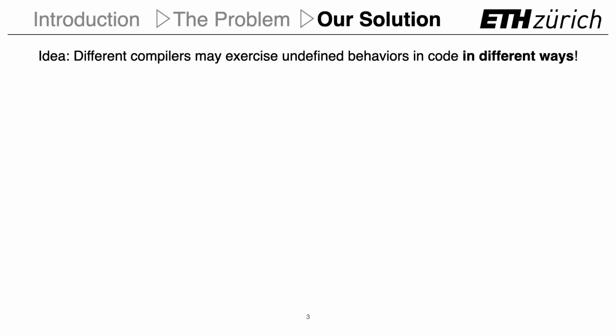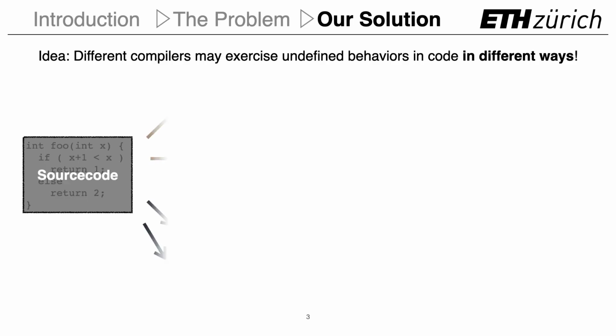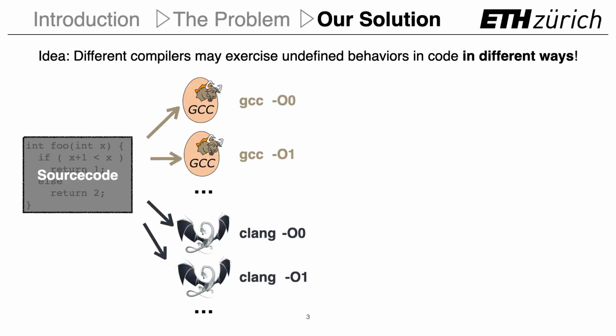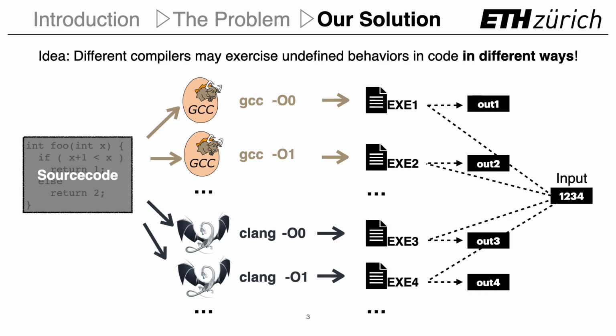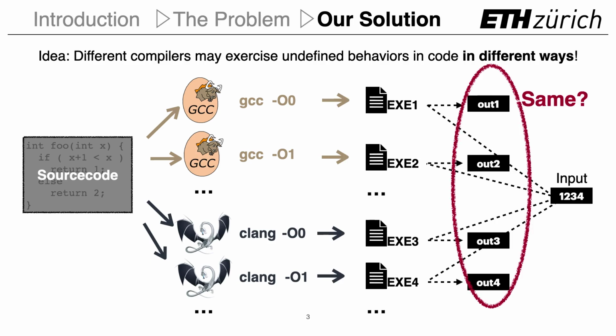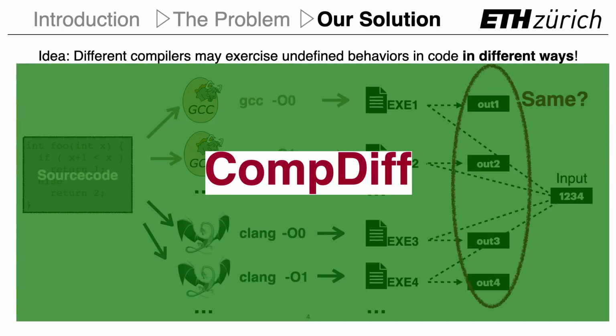Our idea to detect unstable code is based on this fact. Given a source code, we compile it with different compilers and different optimizers to get a set of executables, and then feed the same input to these executables to get a set of outputs, and then we examine whether or not these outputs are the same. Any discrepancies imply the existence of undefined behavior. We call our approach compiler-driven differential testing, or COMDIF for short.